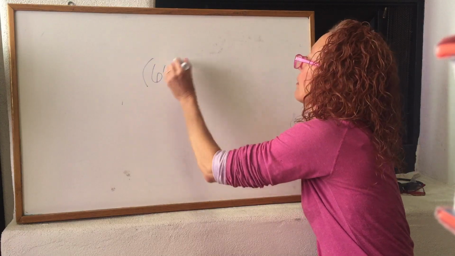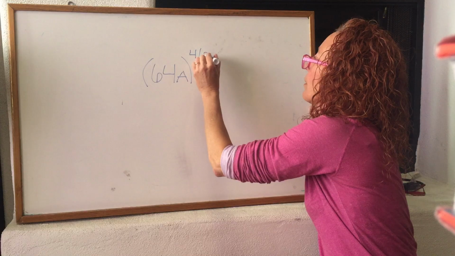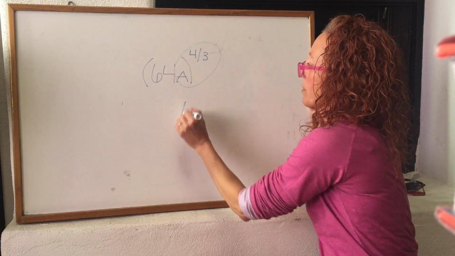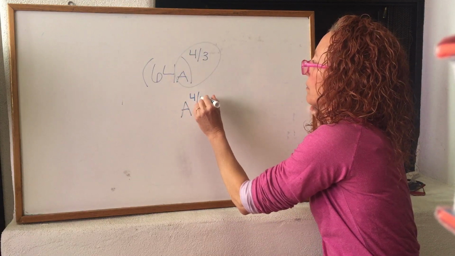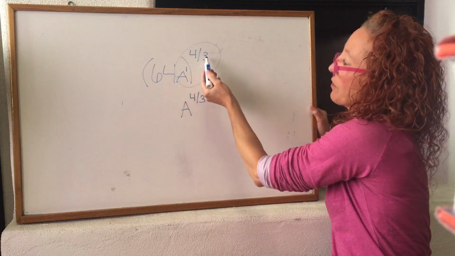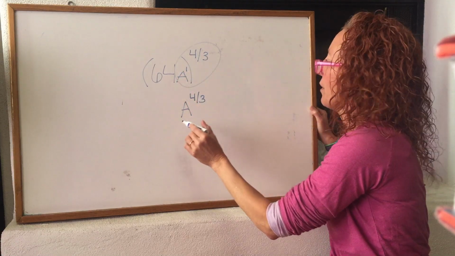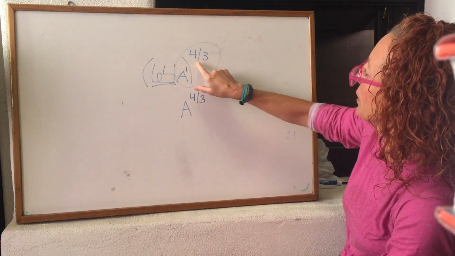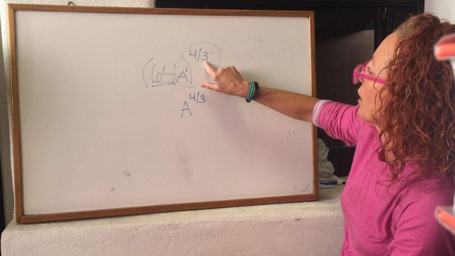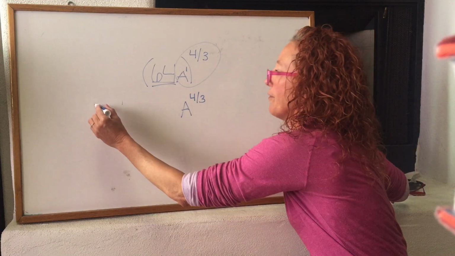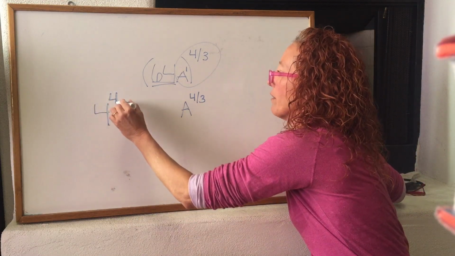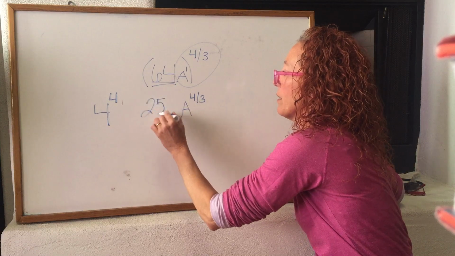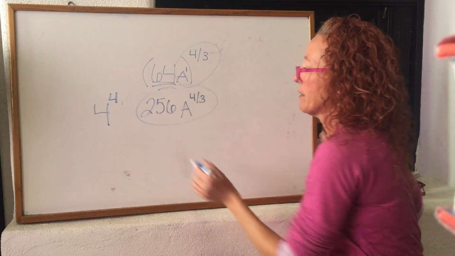64a to the 4/3. The variable part, just write down and leave alone. So 1 times 4/3 is just a to the 4/3 power. The 64, however, will simplify. So root exponent. The cube root of 64 is 4. 4 to the 4th power is 256. Done.